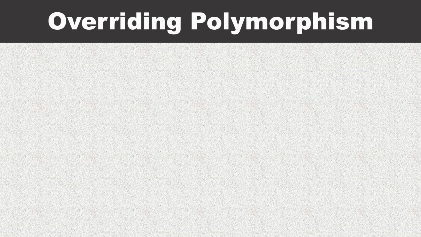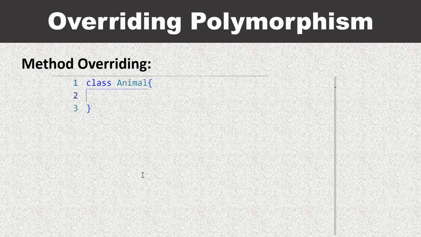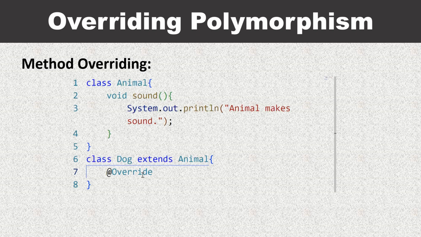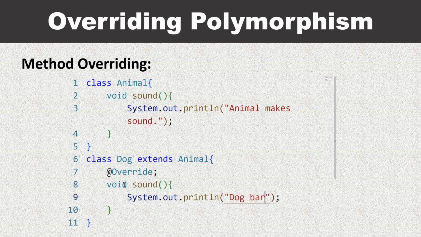Overriding occurs when a subclass provides its own implementation of a method that is already defined in its superclass. Overriding allows the subclass to change or enhance the behavior of methods that it inherits from its parent class. Let's try to understand it in an example. Here we create a sound method. It will be used in child classes with their own functionalities. We have to use the override notation to override the parent class method. In the child class, we can use our own functionalities.